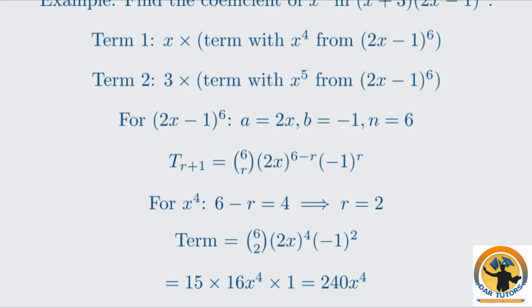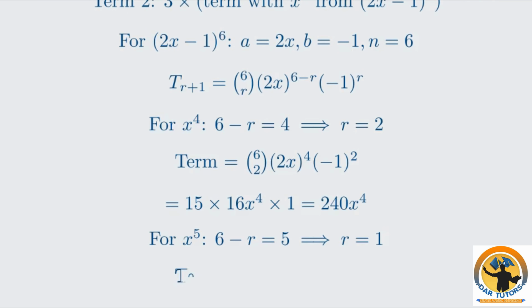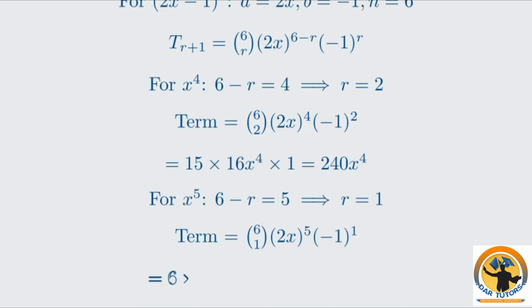Next, let's find the x to the power of 5 term. We set 6 minus r equal to 5. This gives r equals 1. The x to the power of 5 term is 6 choose 1 times 2x to the power of 5 times minus 1. This simplifies to minus 192x to the power of 5.